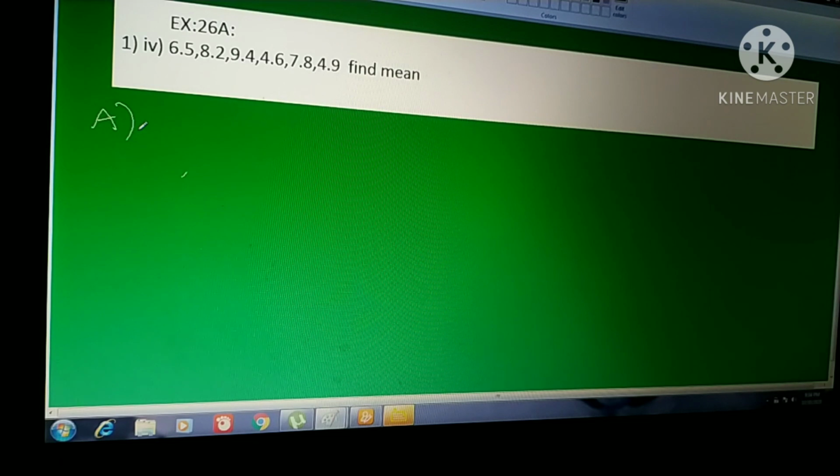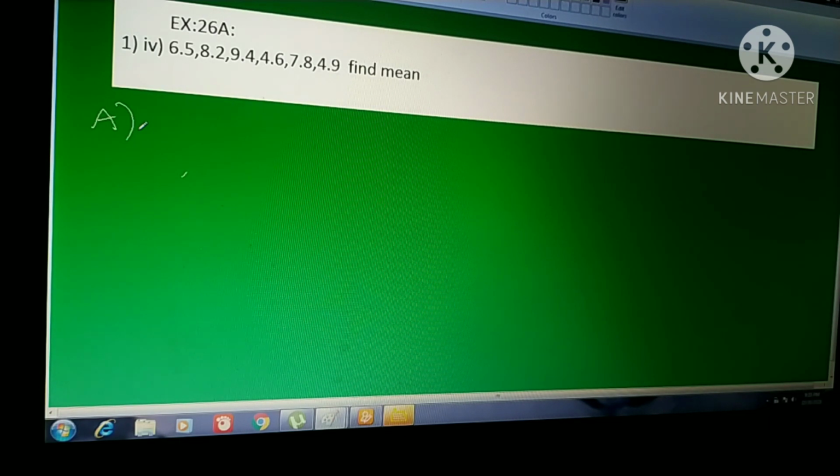Good morning, students. Now we will see some more problems in exercise 26. Okay. Now see this one. Find the mean of these values. Here they have given 6.5, 8.2, 9.4, 4.6, 7.8 and 4.9.